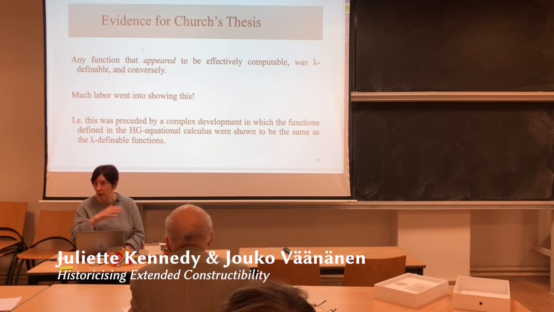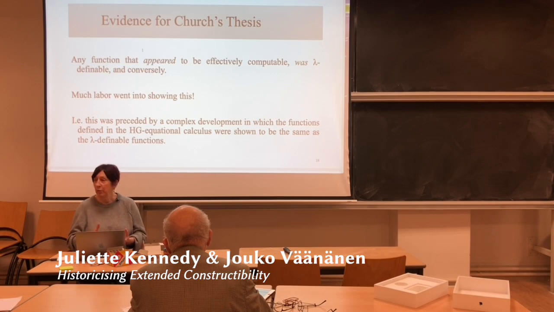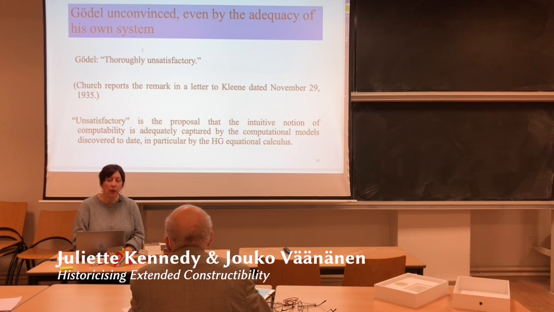I'm going very quickly through the history, but this was a lot of work. You had to prove things like the Kleene normal form theorem. You needed a universal Kleene T predicate, and so there was a lot of work done there. So Church's formulation of Church's thesis in '35: let's say anything that's human effectively computable is Heilbronn-Gödel computable and vice versa. Gödel says this is thoroughly unsatisfactory.